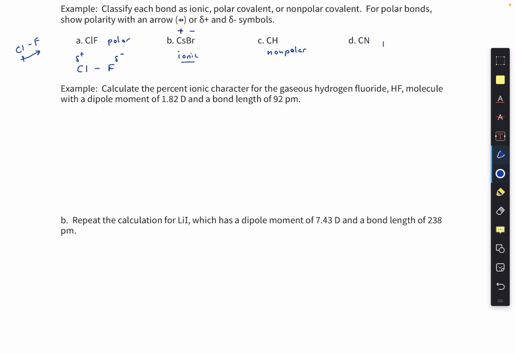And then lastly, CN. This one is polar. Again, nitrogen is the key here. We recognize nitrogen. It's one of the most electronegative elements there is. It's actually third on our list after oxygen and fluorine. And so being more electronegative than carbon, it is going to get the partial negative charge.